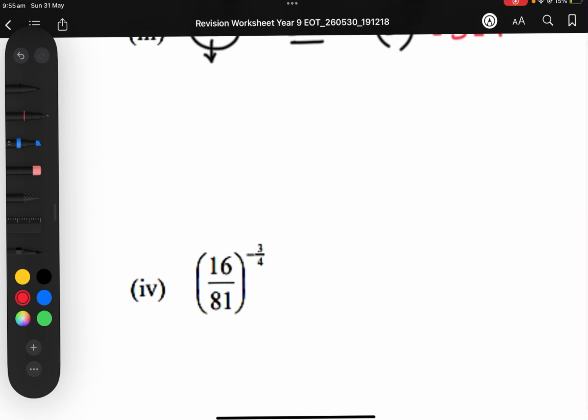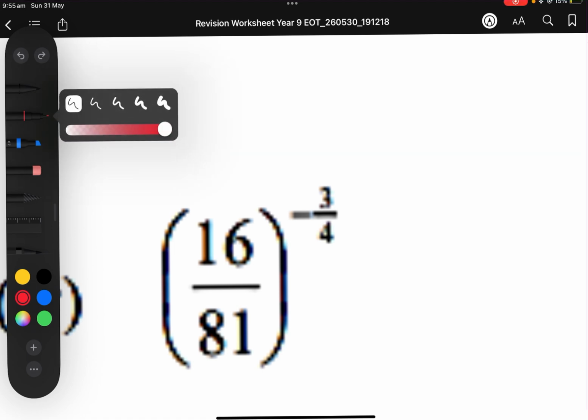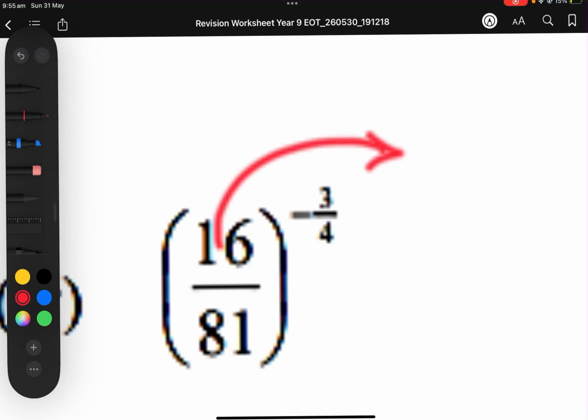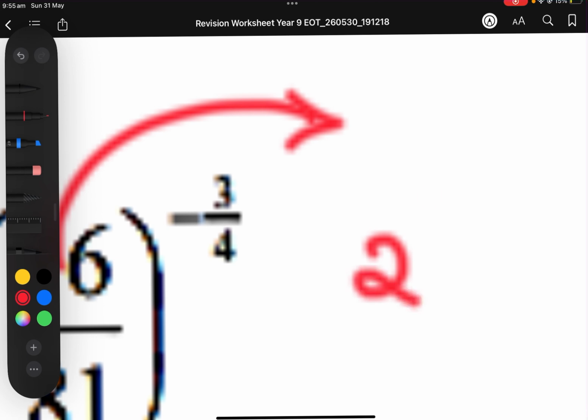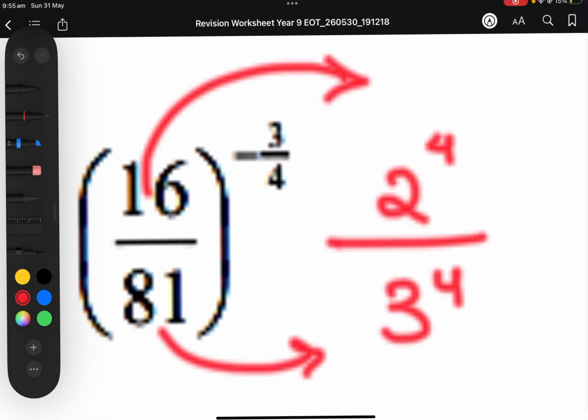Then we have 16 over 81, again the same thing. Can you reduce it down inside the bracket? No, 16 is an even number. This is an odd number. You cannot reduce anything inside the bracket. So how can you write 16 in its smallest form? 16 can be written as 2 to the power 4. 81 can be written as 3 to the power 4.